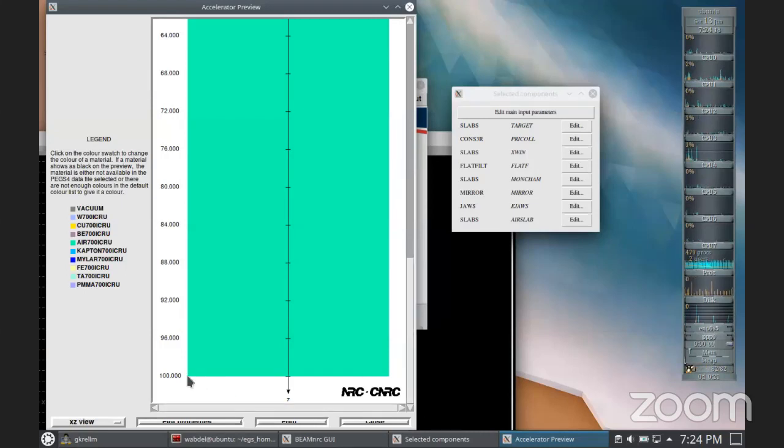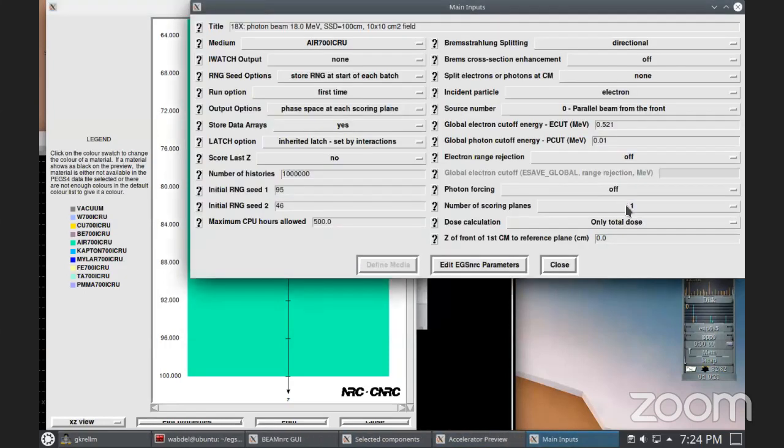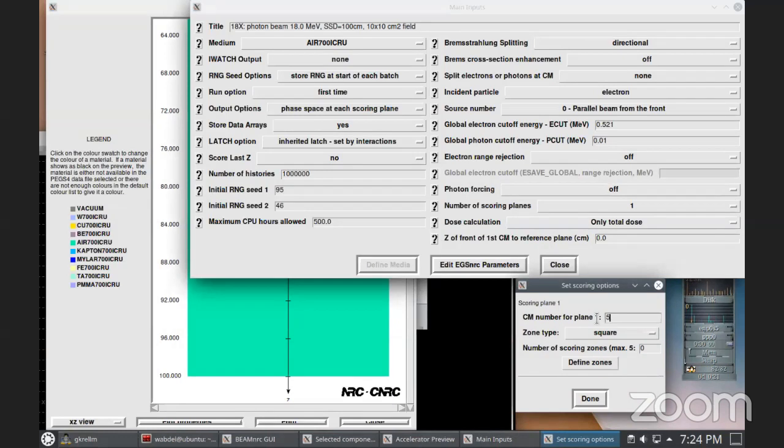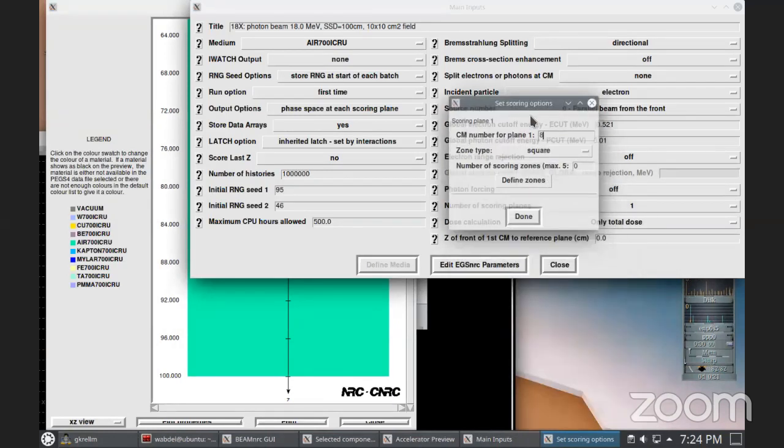So probably at the first stage, you would like to generate a phase space at 100, and that would be at the eighth component module. Now, to be frank with you, the zone type, I really don't know what it means. I just put whatever, because it has to do with the analysis of phase-space files, which I don't understand well. I usually just put square and 0, so it does the zoning automatically. This is not of interest for what I want to do, because I want to take the phase-space file and do a simulation in the phantom. So this is irrelevant for me.